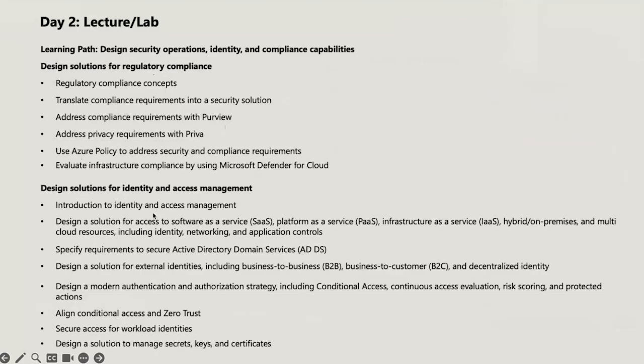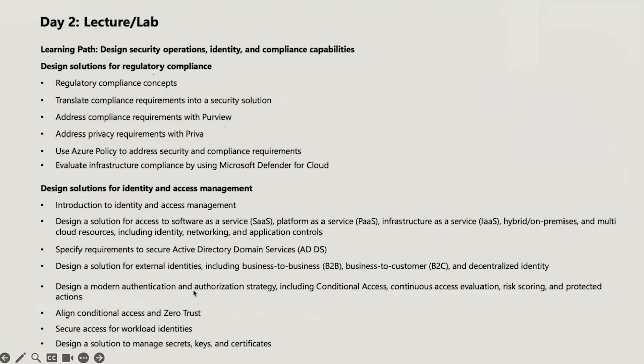Then we have design solutions for identity and access management, where we discuss what kind of identity and access management solutions we have. We'll also design the solution for access to software as a service, platform as a service, infrastructure as a service, hybrid, on-prem, and multi-cloud resources. What options do we have for this? How can we secure our on-prem Active Directory Domain Services? Also, what considerations do we have for B2B, business to business, and business to customer, and decentralized identity.